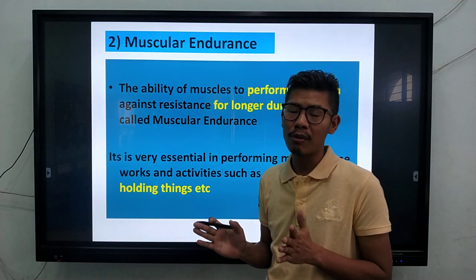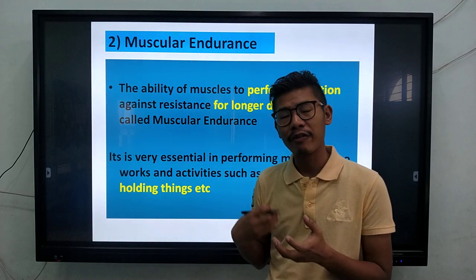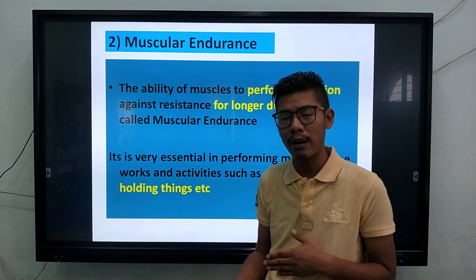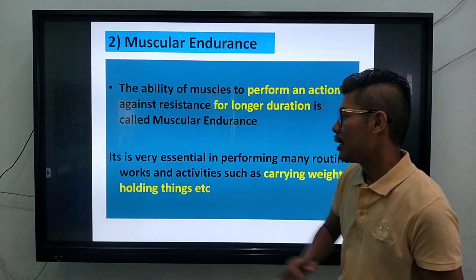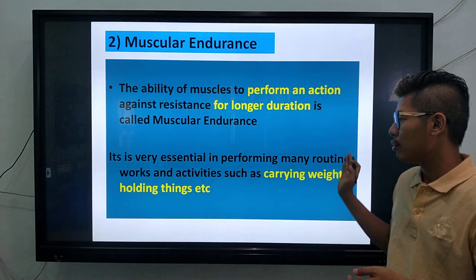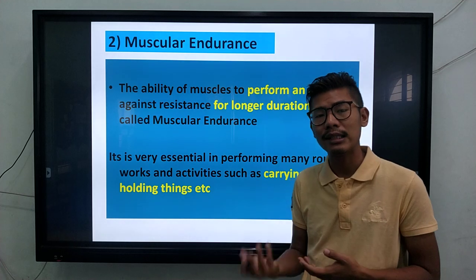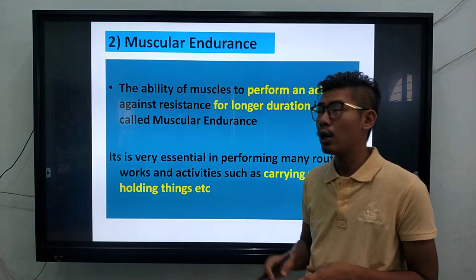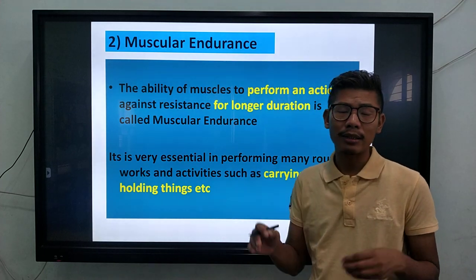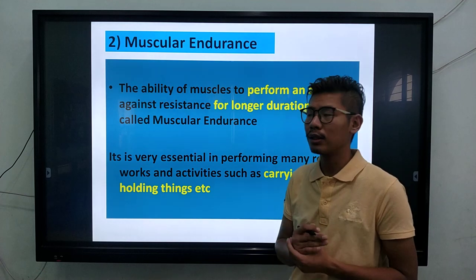So if you're able to do work for only 10 minutes and you're getting exhausted, it means your muscle endurance is very low. But if you're able to do work effectively for 1 hour, maybe 2 hours, that means your muscle endurance is very high. Next, it is very essential to perform many routines, work and activities such as carrying weight, holding things, etc. These are some of the examples. Besides this, even playing games, staying at home, walking, traveling, everything requires muscular endurance.